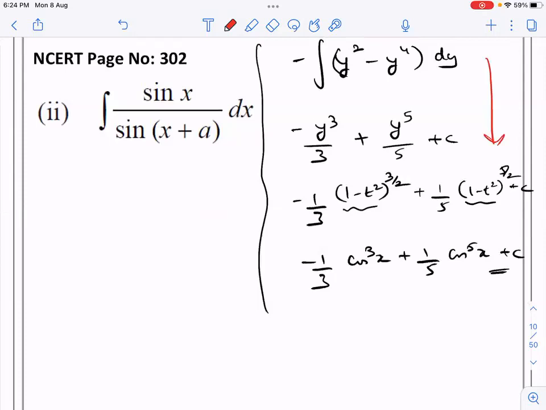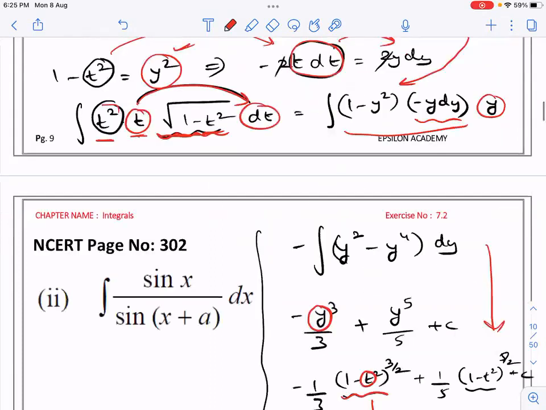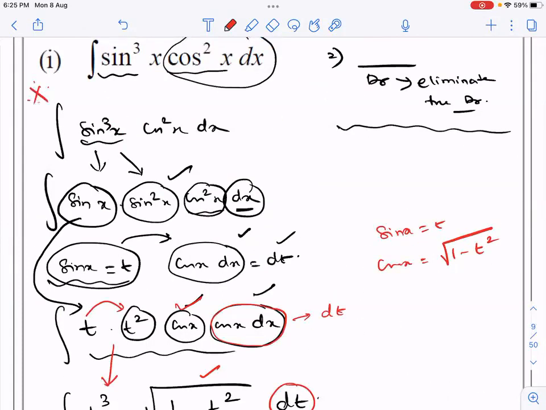Again, in the place of y, I substituted root of 1 minus t square. And in the place of t, I substituted sin x. Since we did a double substitution, we need to substitute the values back two times. And we got the final expression as this. Is that clear? So mark it as important. Try it again.